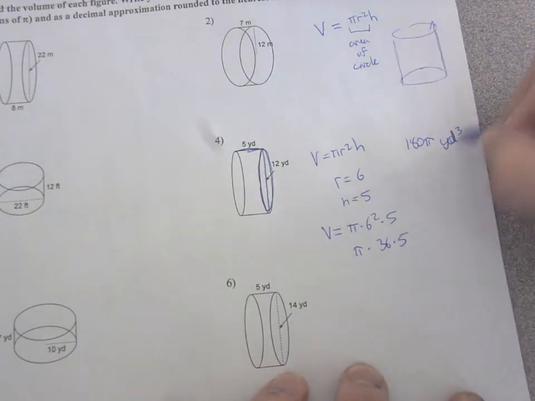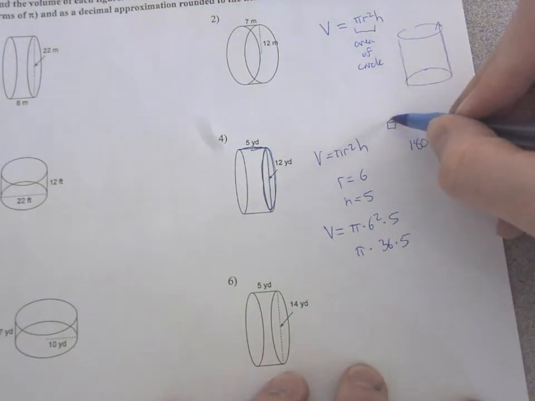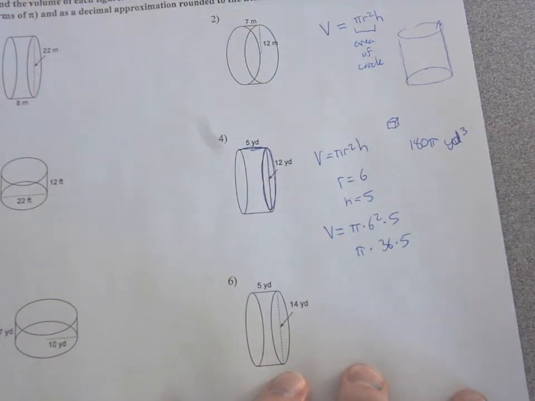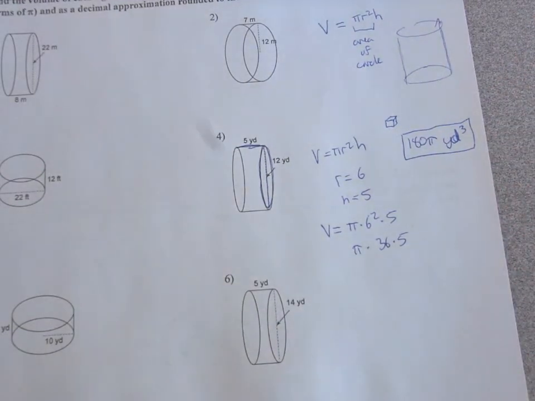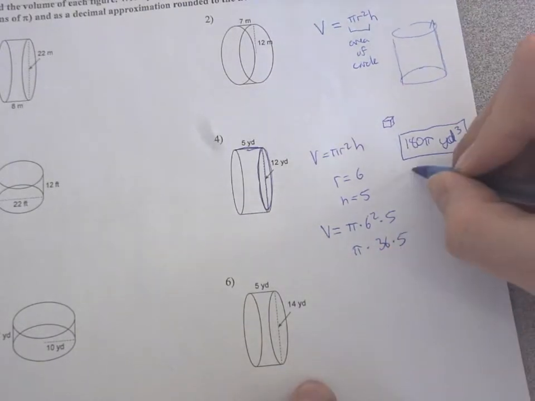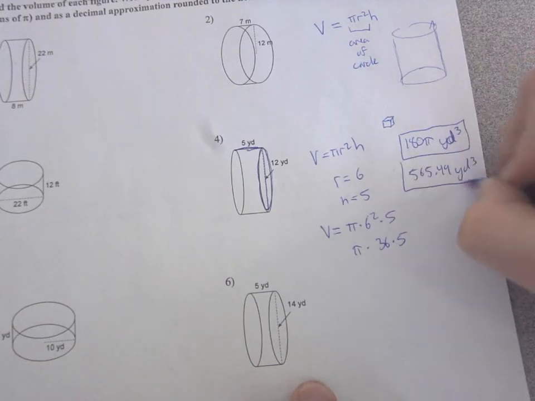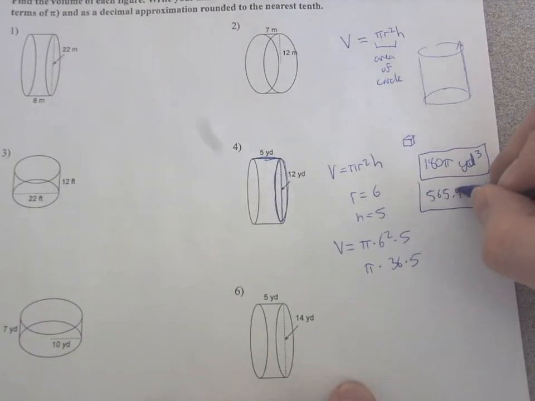Or cubic yards is another way to put that. So basically, how many cubes fit inside this guy? 180 pi of them, cubic yards. So here's our exact answer. We also want to do that as a decimal approximation. So if we take that and multiply by pi, we're going to get something like this: 565.49, again, cubic yards. I think I said round to the nearest tenth, sorry. So this would be 565.5.